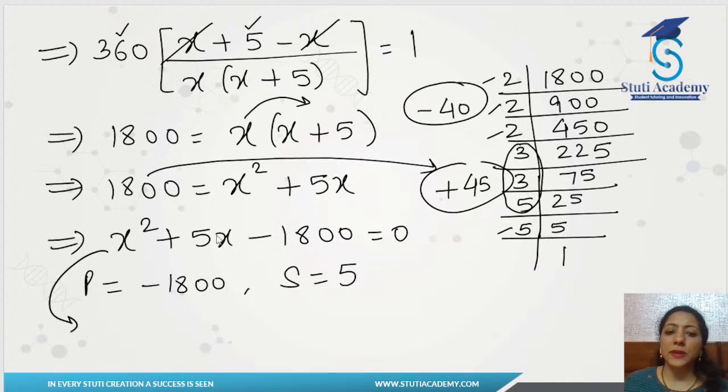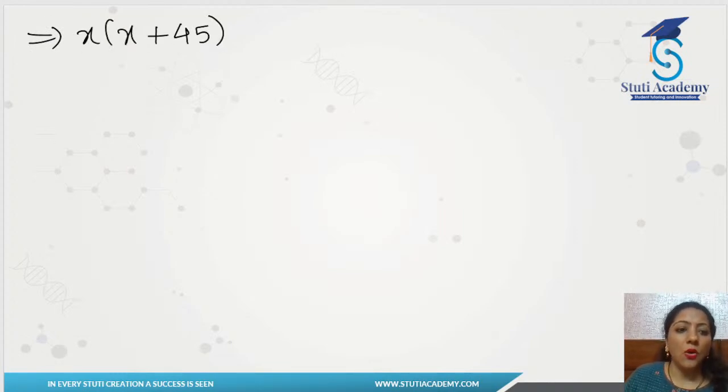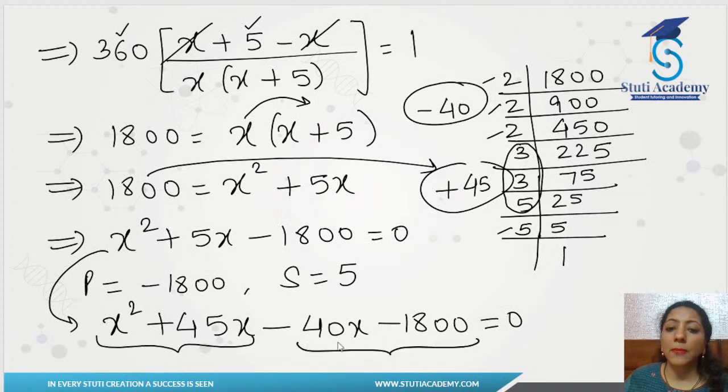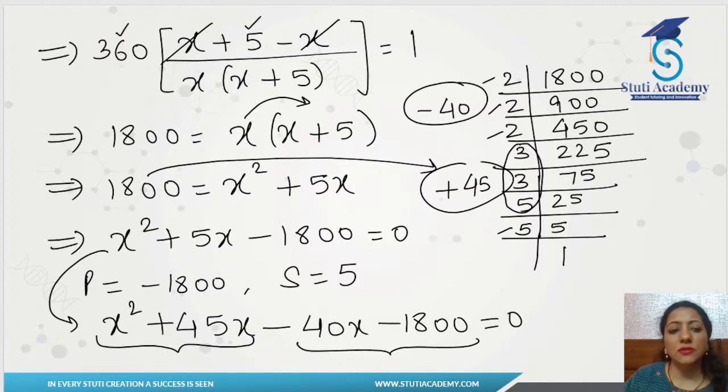So now we are going to split the middle term here. We will write this 5x as 45x minus 40x. And the first term and the last term also remain the same. Now we'll take common from here. We will get x into x plus 45. Also, we can take minus 40 common from here. So when we take minus 40 common from here, we are going to get x plus 45.